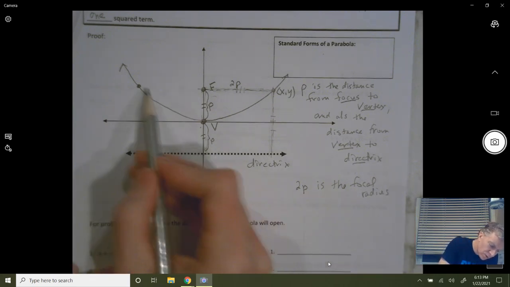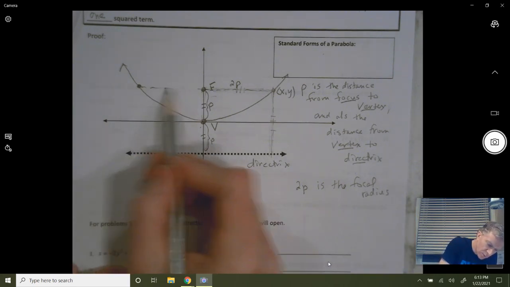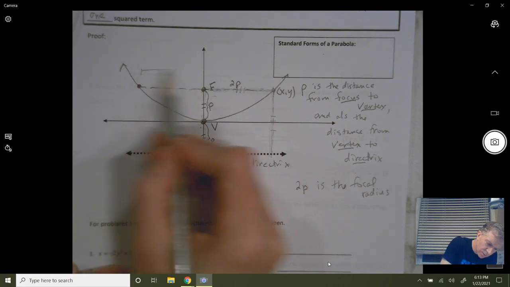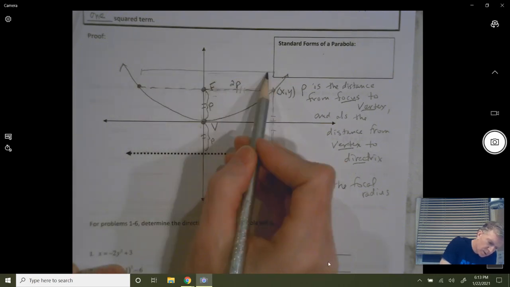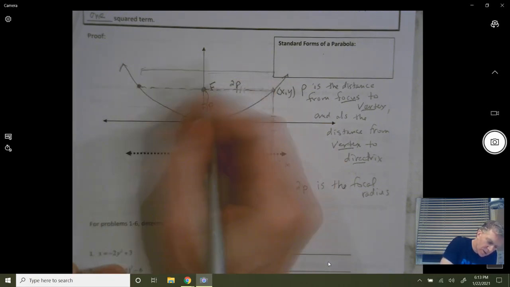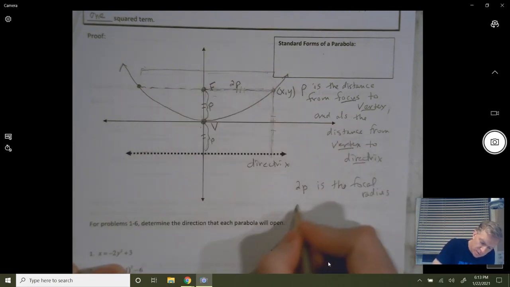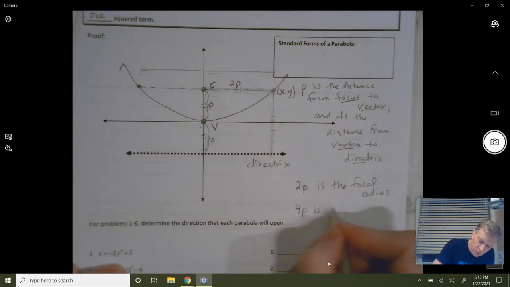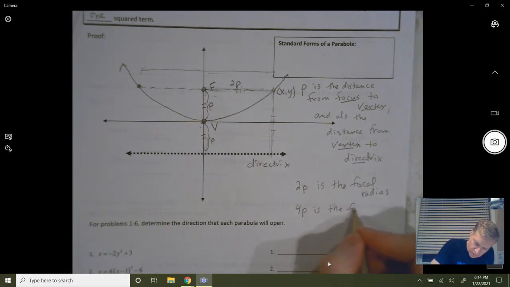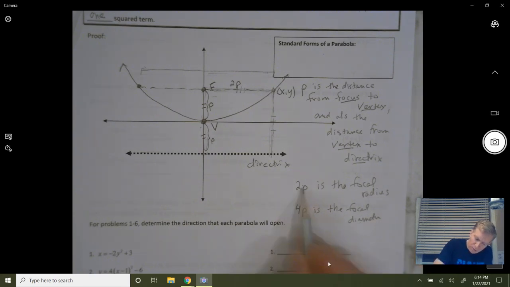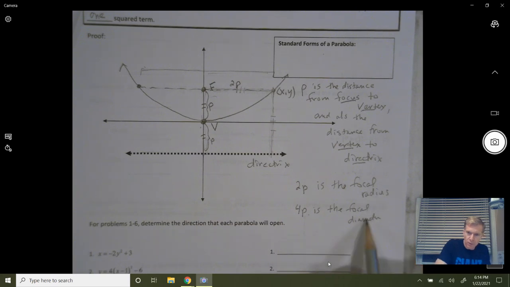And then if you go from this point all the way to this point, that distance would be 4p. 2p this way, 2p this way, 2p that way. 4p is also known as the focal diameter. Kind of makes sense. Diameter is usually twice as big as the radius, and we have a focal radius and a focal diameter. Okay. Now let's go back to deriving our formula.